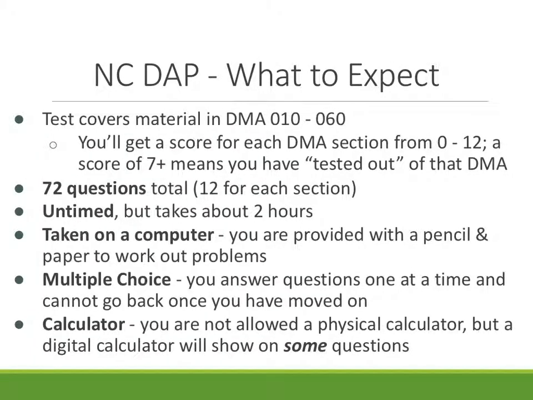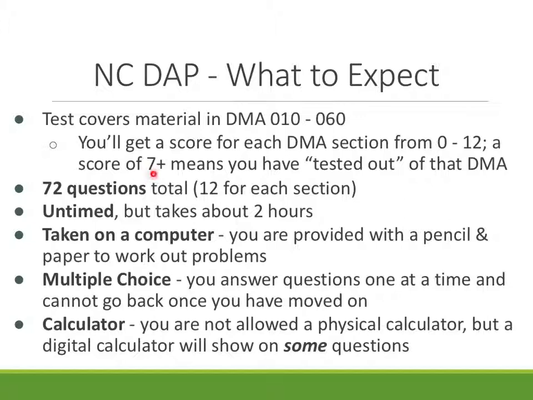So what to expect when you take the NCDAP? That's the placement test that we administer here at CCCC. This test covers material in DMAs 10 through 60, so the first 6 sections of the 8-section sequence. And you're going to get a score for each of the DMA sections between 0 and 12. Okay, so you'll get a score for DMA 10, a score for DMA 20, 30, and so on.